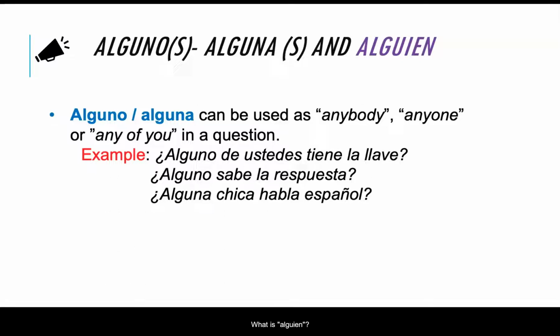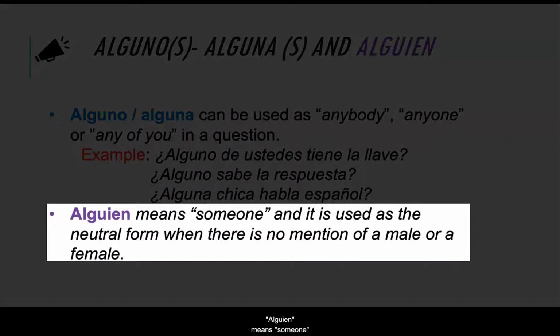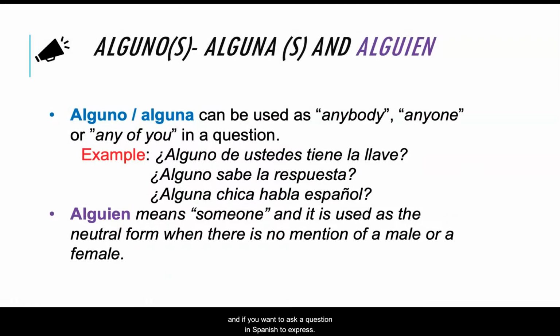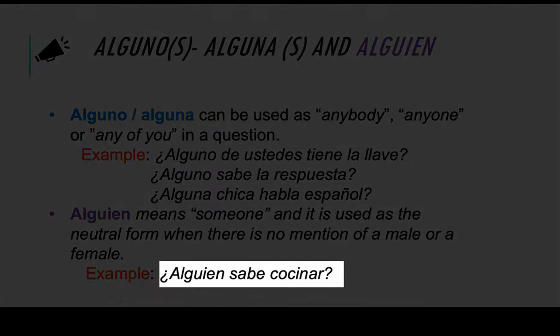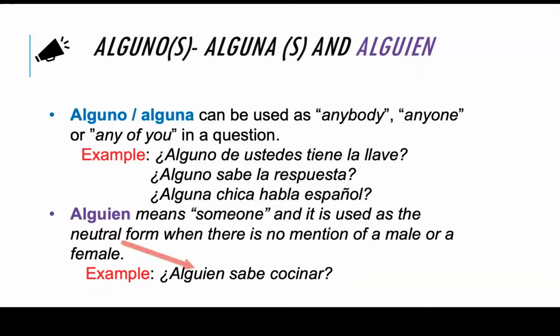But what is alguien? Alguien means someone. And if you want to ask a question in Spanish to express not a gender specifically, and you want to use it as neutral, there's no need to mention the male or female. You just use alguien. Example: ¿Alguien sabe cocinar? Does anybody know how to cook? In this case, alguien refers to not specifically male or female.